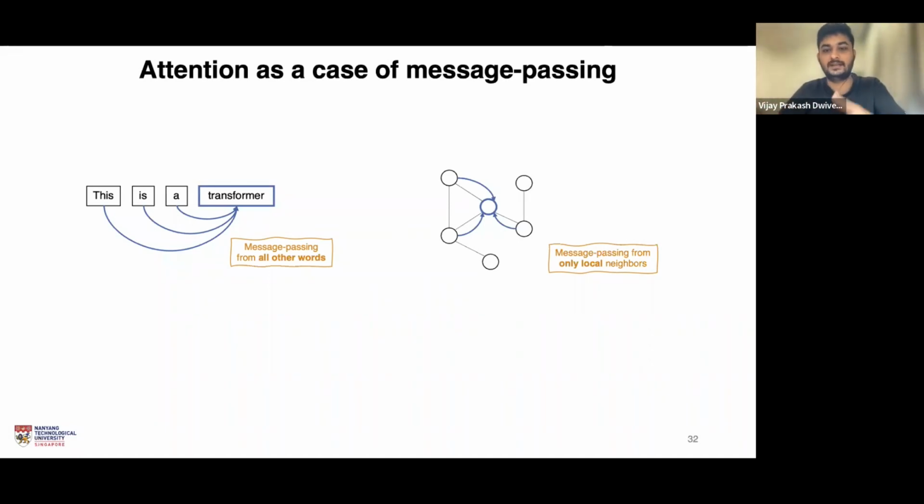It applies to all. When we are doing GNN, it updates the features of all the nodes. So at each point, each node is a central node, and each node has certain information coming from its neighbors. And the number of neighbors can also differ. So attention in transformers can be seen as a case of message passing, in the sense that in the attention of transformers, message passing is done with all the words, whereas in GNNs, message passing is done only with the local neighbors.